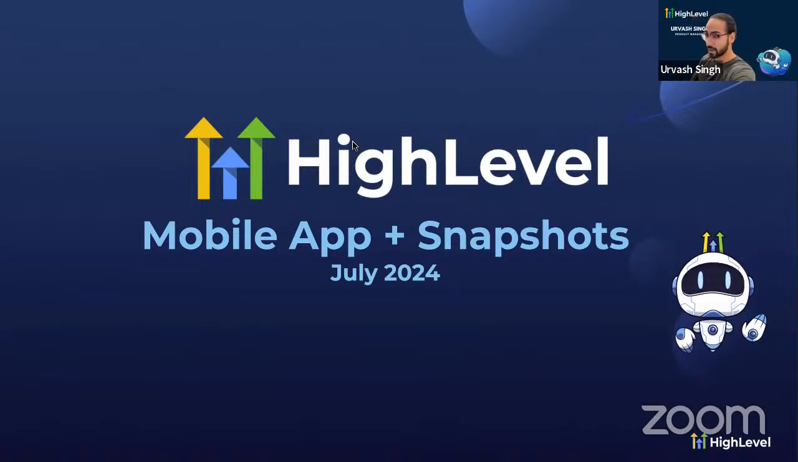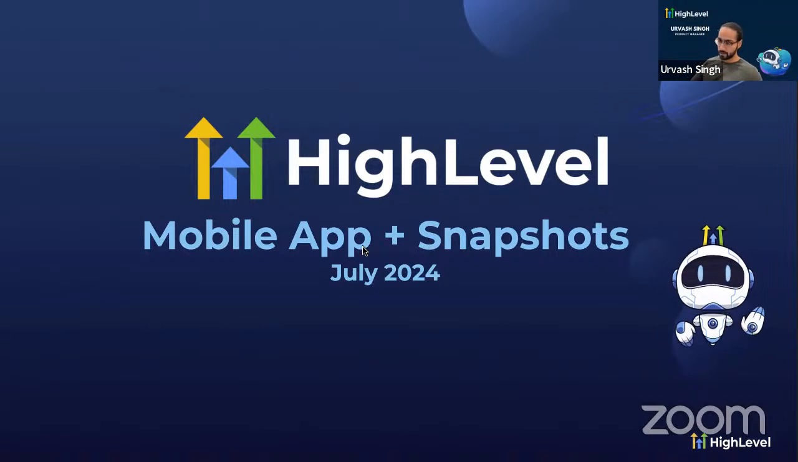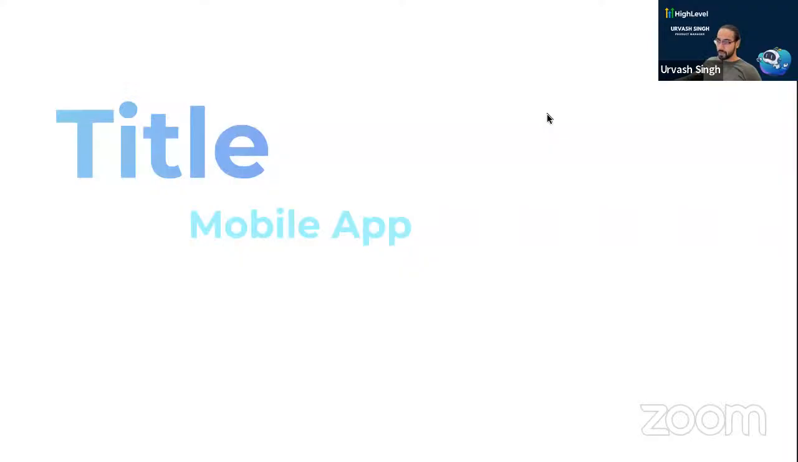So, hey everyone, happy Monday, and welcome to another town hall where we will be discussing our mobile apps as well as snapshots. It has been a good month for the mobile apps. We have been shipping out a lot of different features, and the mobile app overall has been making strides in multiple areas, be it conversations, calendars, contacts, social planner, all these different modules, right? So let's have a quick recap of what went down in July and what is in store for the rest of this quarter over the next 2 months.